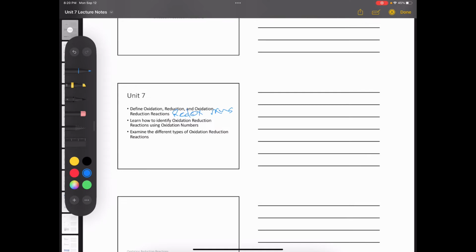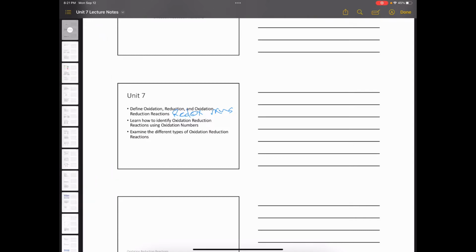Okay. Once we finish the redox reaction, we will try to learn how we can identify oxidation-reduction reactions using the change in oxidation numbers for elements participating in these kinds of reactions. And then at the end, we will look at different types of oxidation-reduction reactions.